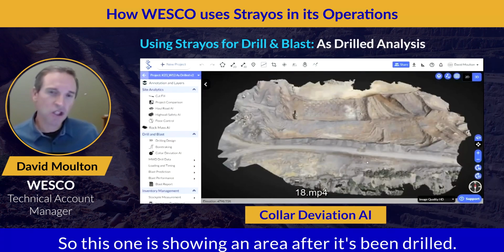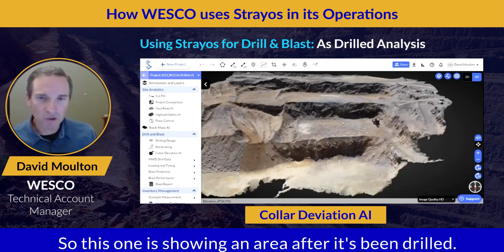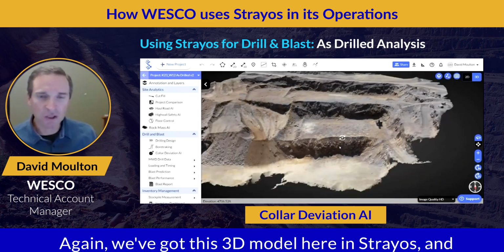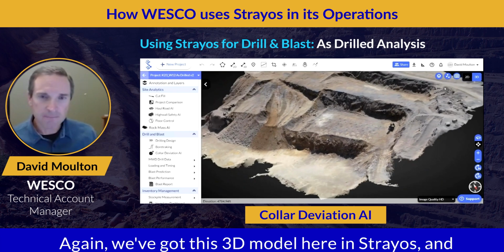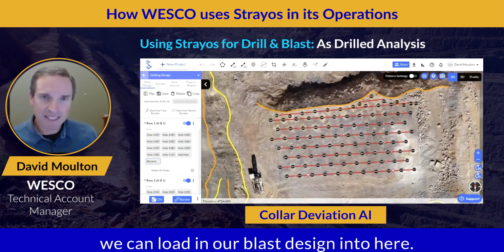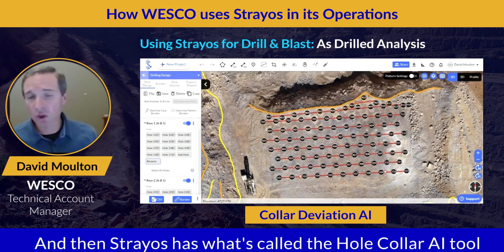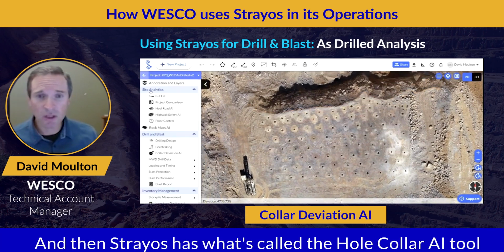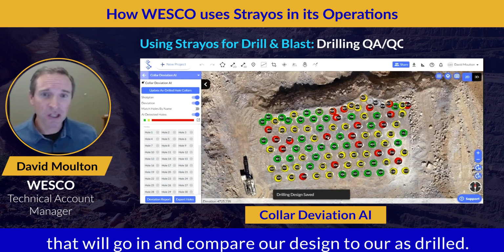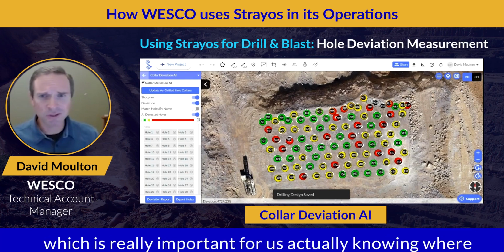This one is showing an area after it's been drilled. Again, we've got this 3D model here in Strayos, and we can load in our blast design, and then Strayos has what's called the hole caller AI tool that will go in and compare our design to our as drilled. Those different colors represent the level of deviation, which is really important for us, actually knowing where the holes were drilled.